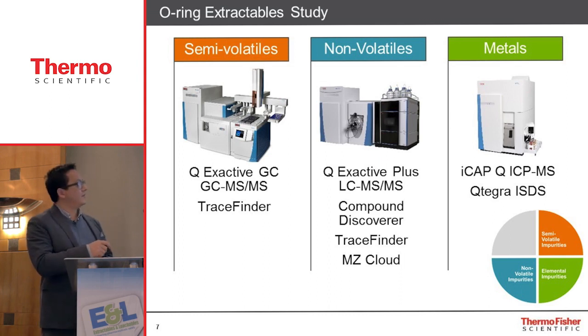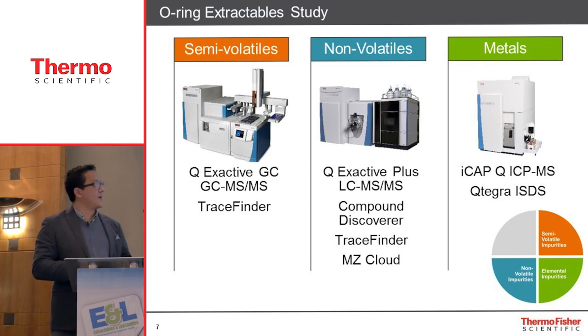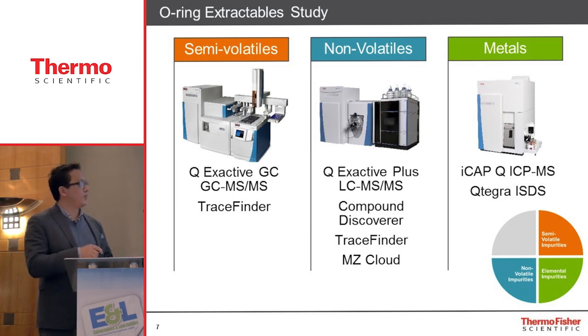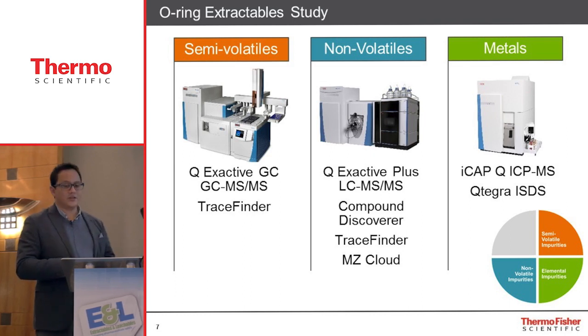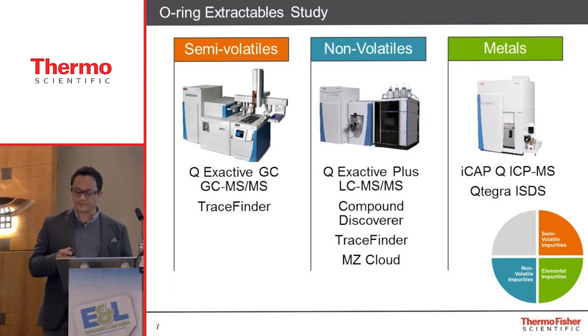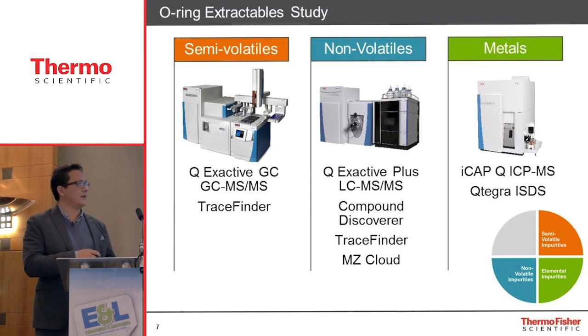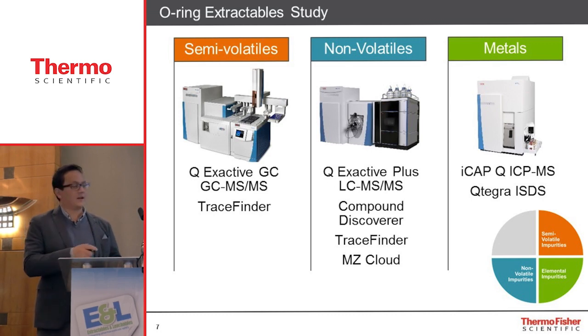For the first time this year, we launched an instrument in June at ASMS. It's the brother, really, of the LC variant Exactive. It's a GC MSMS system with very unique capabilities. So we analysed all of the extracts using these three technologies, including quadrupole-based ICP-MS.